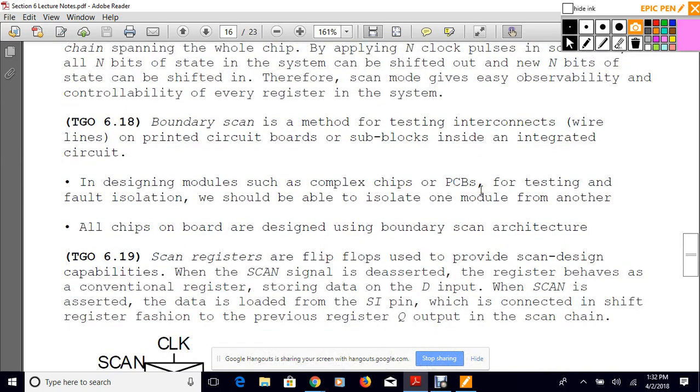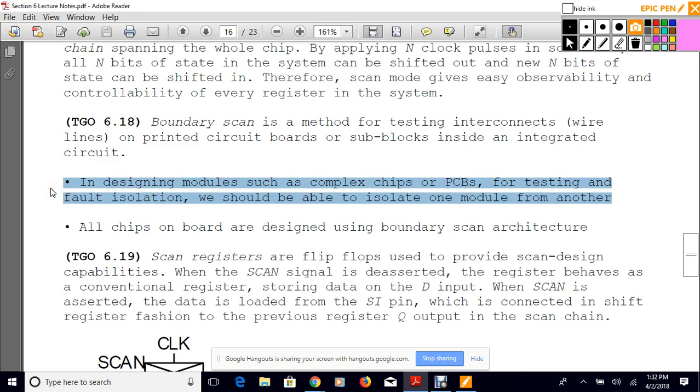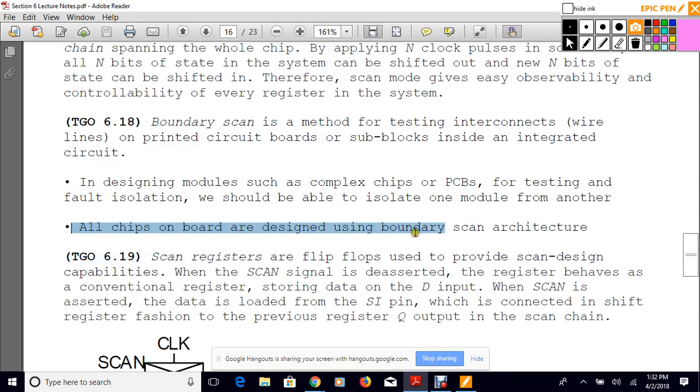So formally defined, boundary scan is a method for testing interconnects, wire lines, on printed circuit boards or sub-blocks inside an integrated circuit. In designing modules such as complex chips or process control boards for testing and fault isolation, we should be able to isolate one module from another, and that's kind of what I was just describing there in the idea of MIPS. So all chips on board are designed using boundary scan architectures.